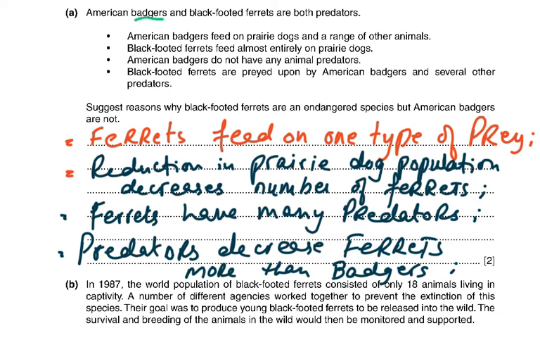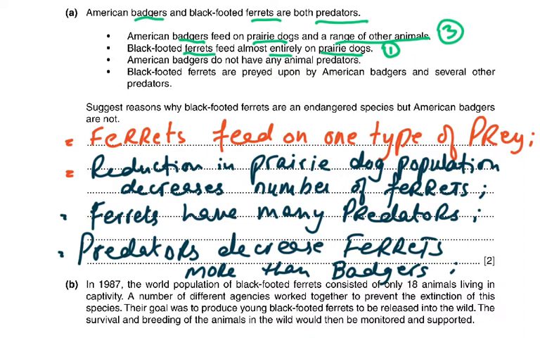The badgers and the ferrets are both predators. Badgers feed on prairie dogs and a range of other animals. So they have two or three different foods on which they rely. And the ferrets feed almost entirely on prairie dogs. So this is only one food that they eat. Like for instance, I sometimes have a burger from McDonald's, sometimes from KFC, sometimes from Hardee's. So you have a choice between the burgers in three different places.